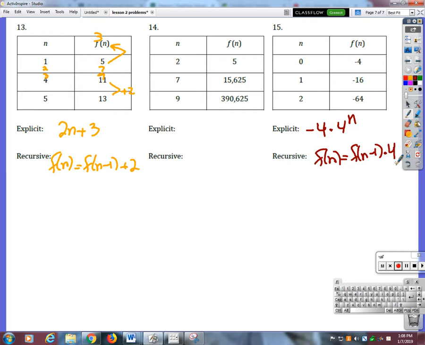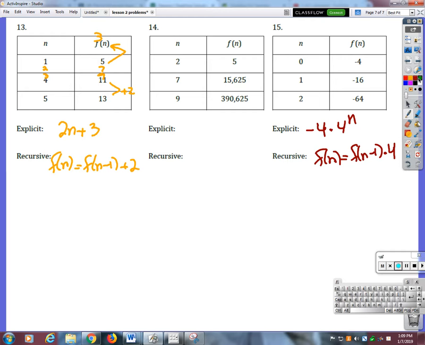Because the number that gets the exponent, that's what you multiply by each time. And then the other number is the number that you start at. So what this means is I'm starting at -4, and then I'm going to just keep multiplying by 4. So -4 times 4 is -16. That's the easier one to figure out.